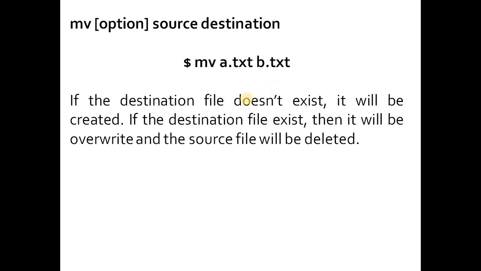What is the syntax? mv with some option and the source which we want to give, that is the first file name, and the second file name. So in this case, for example, mv a.txt b.txt, that is, a.txt will be renamed with b.txt. If the destination file does not exist, it will be created. If the destination file exists, then it will be overwritten and the source file will be deleted. Now we shall see the options of mv.